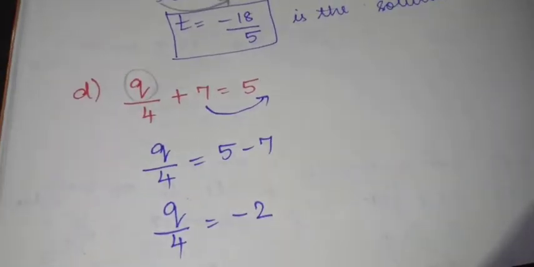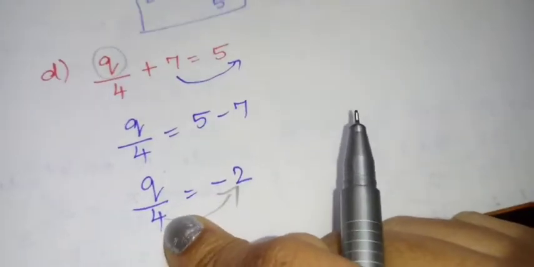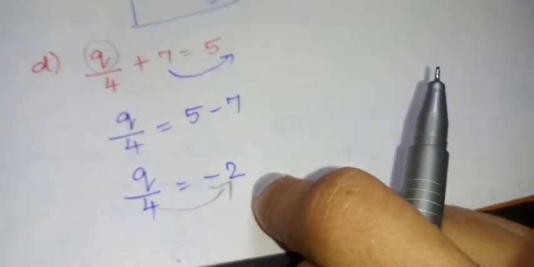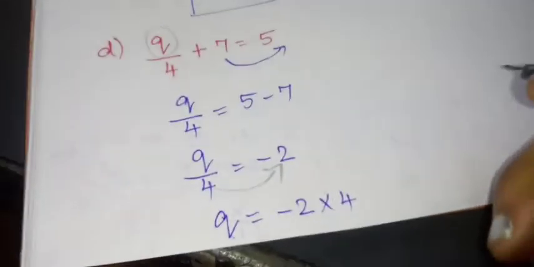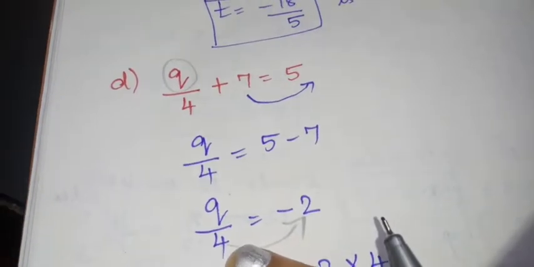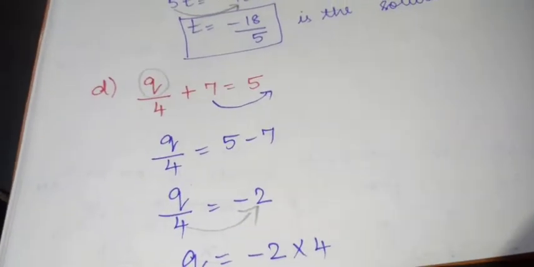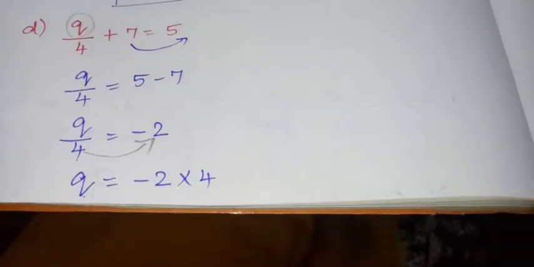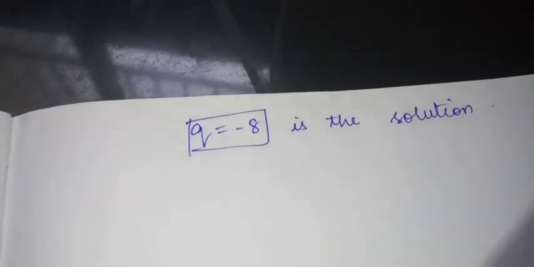Now what do you have to shift? You should shift this 4 to the other side. Actually 4 is dividing q, so if it goes to that side, it becomes multiplication. So q is equal to minus 2 into 4, because 4 is a division value, so if it goes to that side, it becomes multiplication. So what is the q value now? q is equal to minus 2 into 4, it becomes minus 8. So the q value minus 8 is the solution of the given equation.